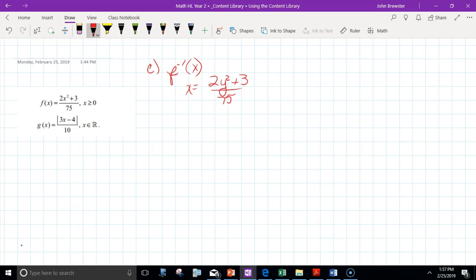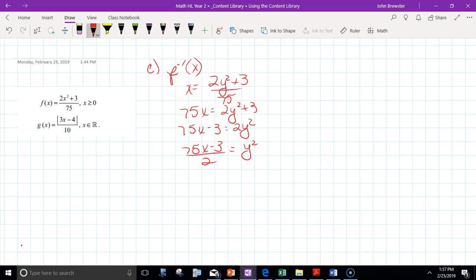The first thing I'm going to do is multiply both sides by 75 and get 75x equals 2y squared plus 3. Subtract 3 from both sides: 75x minus 3 equals 2y squared. Divide both sides by 2: (75x minus 3) over 2 equals y squared.